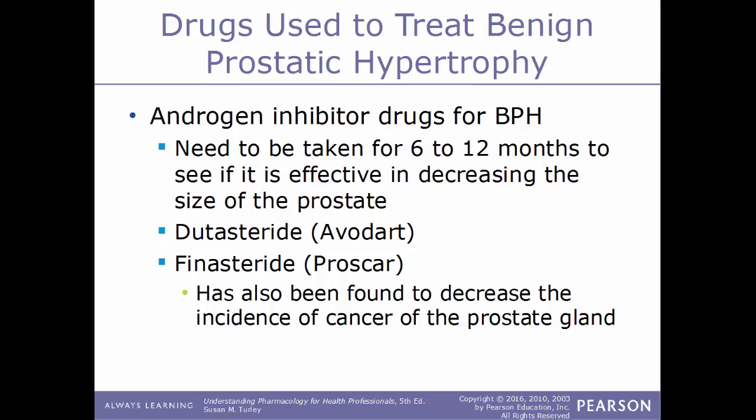This kind of drug needs to be taken for anywhere from 6 to 12 months in order to see if it's effective or not in decreasing the size of the prostate. Some examples of this class of drug would be dutasteride, also known by the trade name Avodart, and finasteride, also known by its trade name Proscar. And this drug has also been shown to decrease the incidence of cancer within the prostate gland.